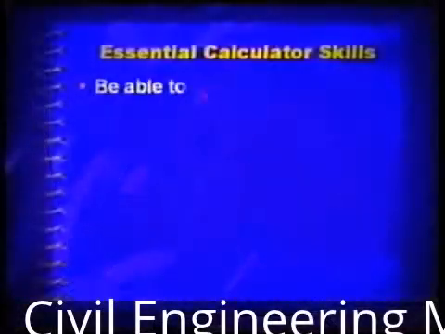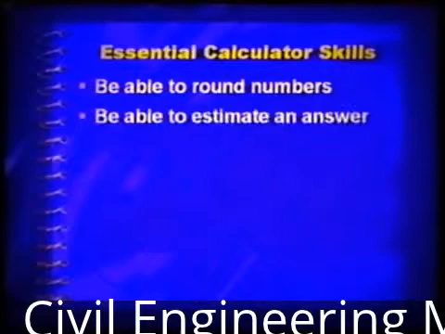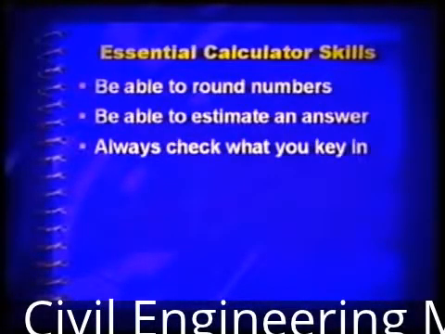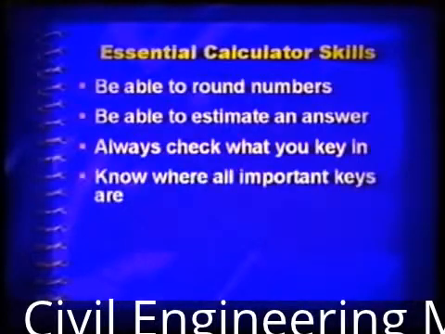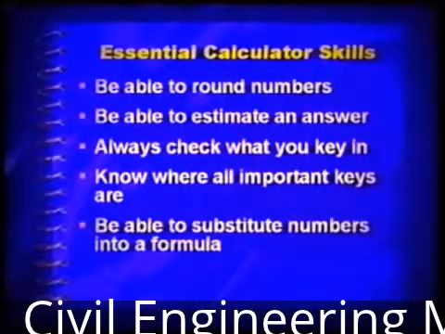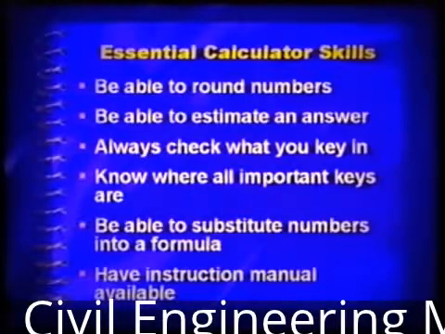Apart from a textbook, to succeed in this subject you will need a calculator. Now initially a simple scientific calculator will do. Later perhaps you might want to buy a graphics calculator. There are some important skills that you have to learn, and I've listed those again here on the screen. You have to be able to round numbers, and you use a calculator. You have to estimate an answer. You should always check what you have keyed in, very important. Know where your important keys are. And you have to be able to substitute numbers into a formula. The other thing is the instruction manual is very important. A lot of students tend to lose their instruction manual, and then they're lost.